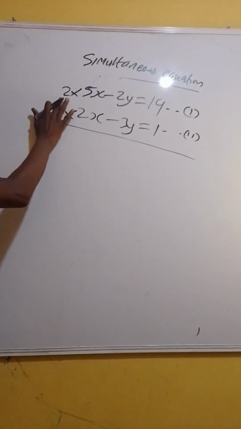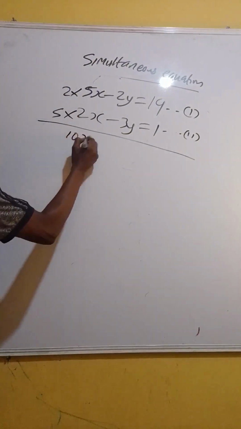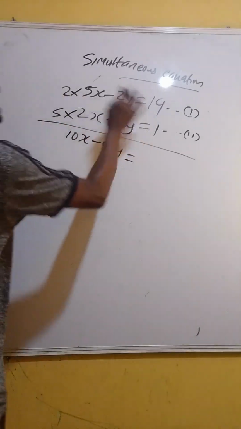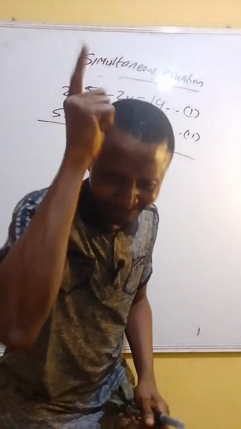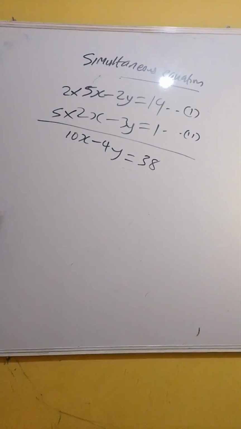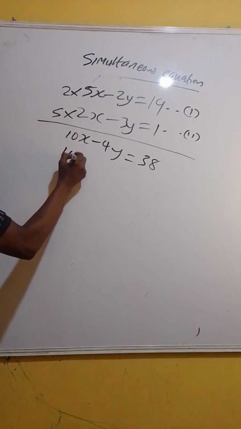So move your line. 2 times 5 will give me 10x. 2 times minus 2 is minus 4y. Equals 2 times 19, the big one, which is 38. Now, 5 times 2 will give me 10x.